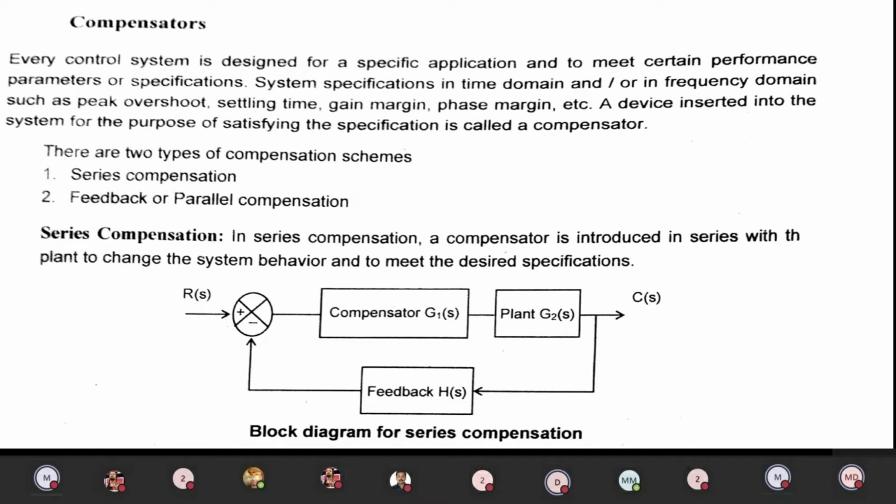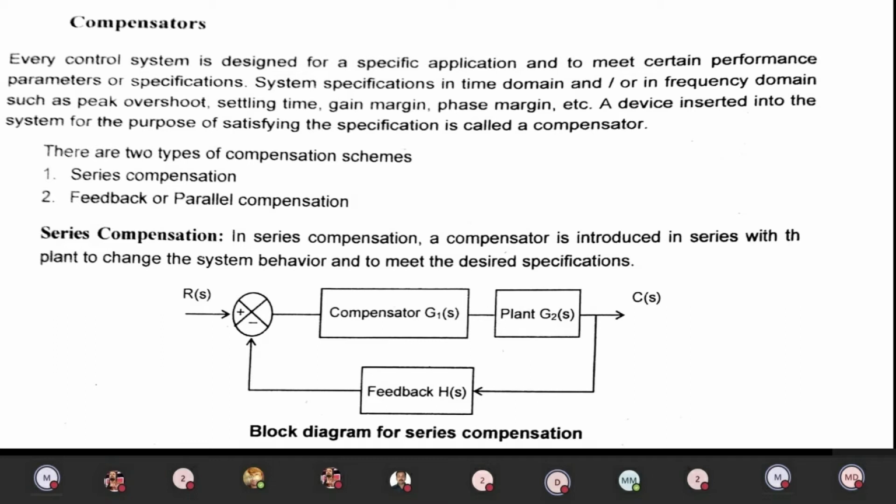So that has to be obtained at the desired value. If it is not produced by the system, then additional networks or devices can be inserted to bring the desired values. That kind of system is called a compensator. So here, how are we connecting the additional system into the system to bring the desired specification? Based on this connection process, it is classified into series compensation and parallel compensation or feedback compensation.